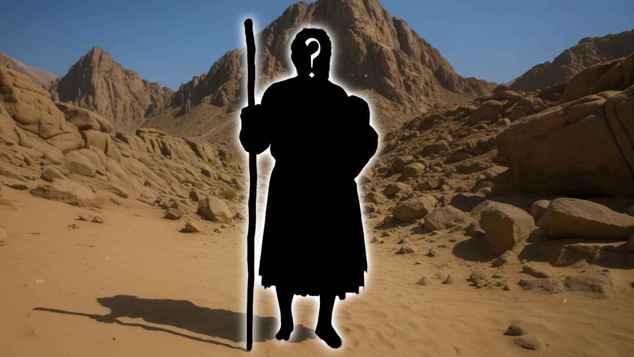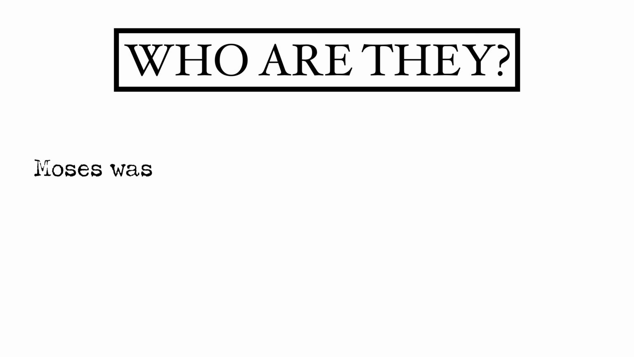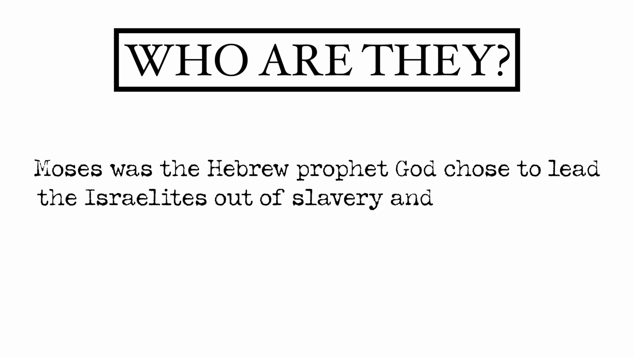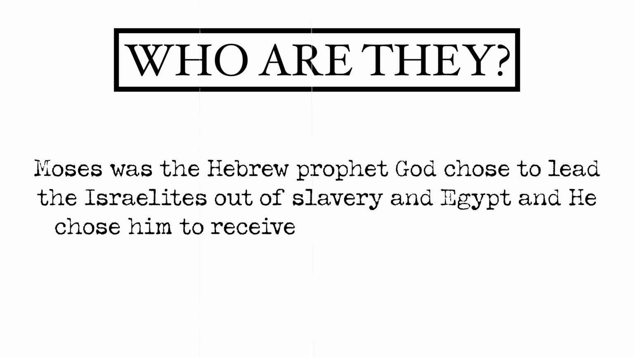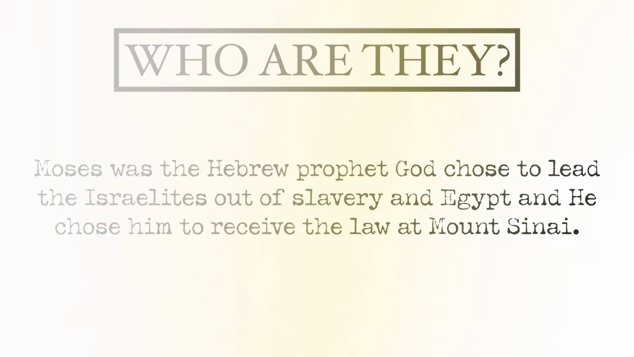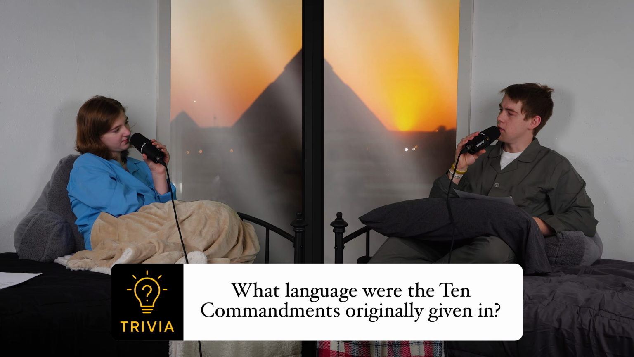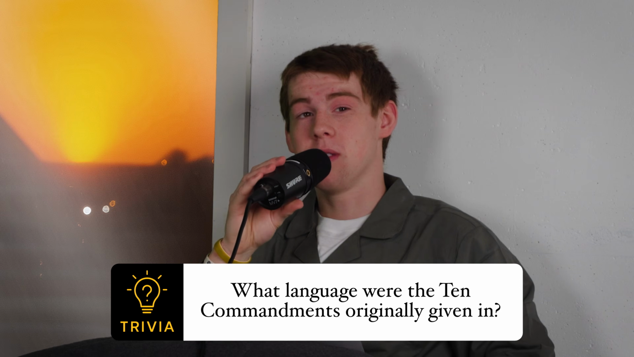All right, first up, Moses. Moses was the Hebrew prophet God chose to lead the Israelites out of slavery in Egypt, and he chose him to receive the law at Mount Sinai. It's a pretty important character. Yeah, the 10 Commandments were pretty important. Blessing, a trivia question. What language were the 10 Commandments originally given in? We'll give the answer after we look at the image.